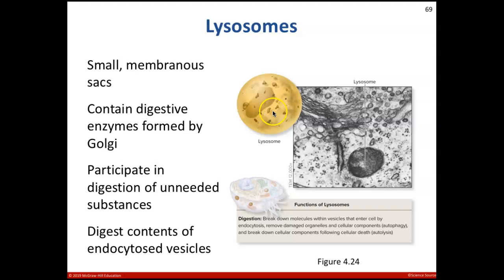And here is our lysosome. These are going to be small membranous sacs, and inside of them they contain digestive enzymes formed by the Golgi. So they're going to assist to digest any unneeded substances. When we talked about phagocytosis in our previous sections, it is cell eating, right? And the way that phagocytosis takes place is one of the vesicles that contains that solid particle within it will fuse with a lysosome, and the digestive enzymes in it will help to get rid of or break down whatever substance is in that vesicle.